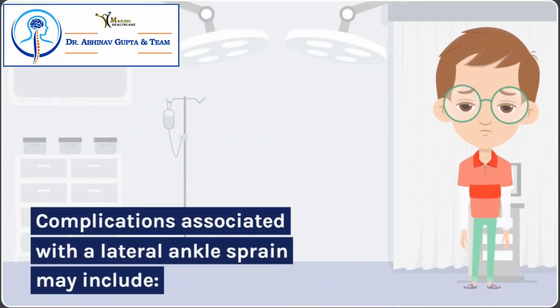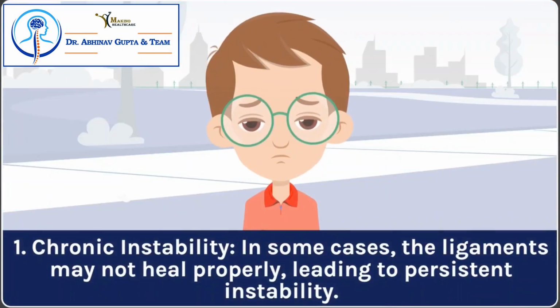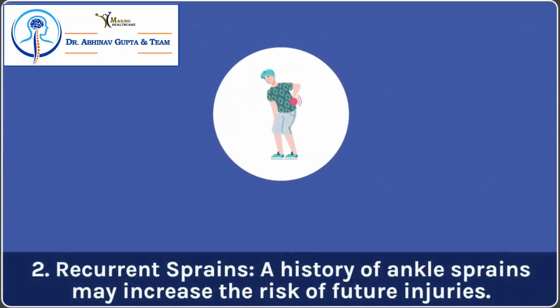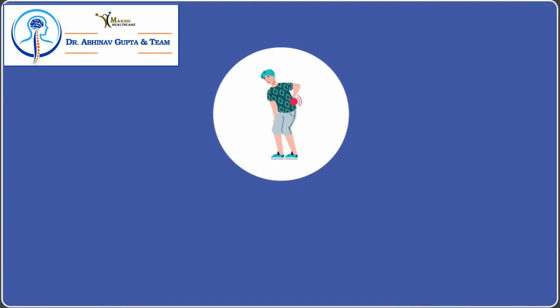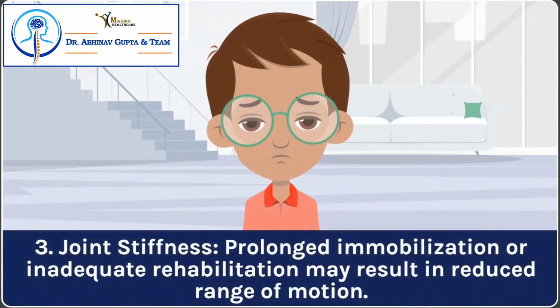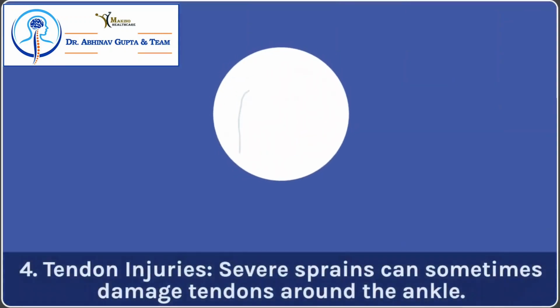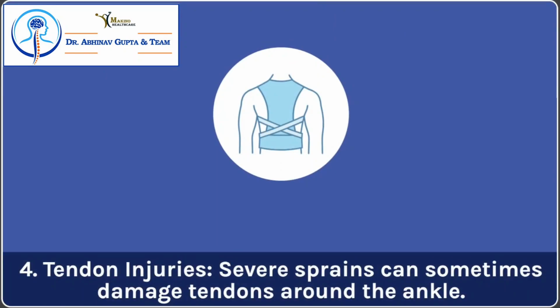Complications associated with a lateral ankle sprain may include 1. Chronic instability. In some cases, the ligaments may not heal properly, leading to persistent instability. 2. Recurrent sprains. A history of ankle sprains may increase the risk of future injuries. 3. Joint stiffness. Prolonged immobilization or inadequate rehabilitation may result in reduced range of motion. 4. Tendon injuries. Severe sprains can sometimes damage tendons around the ankle.